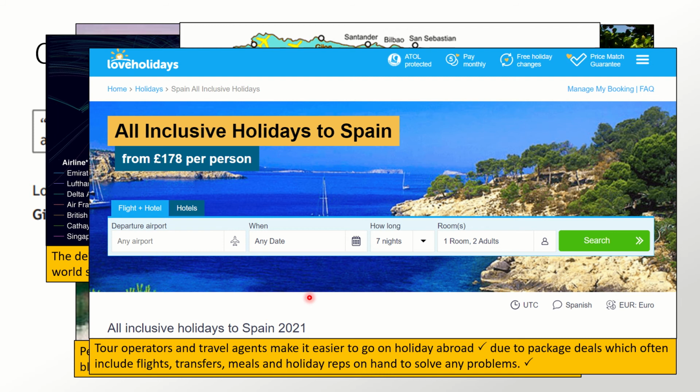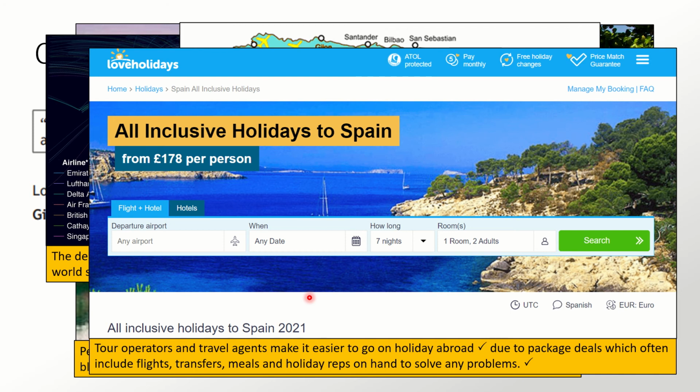Tour operators who kind of sort everything for you. They organize your flights, they organize your holiday accommodation, they may even organize activities for you. They kind of make it easy to go on holiday. Maybe you don't speak Spanish, but you don't have to because you can buy all of the bits you need here on a website. And these often are called package deals.